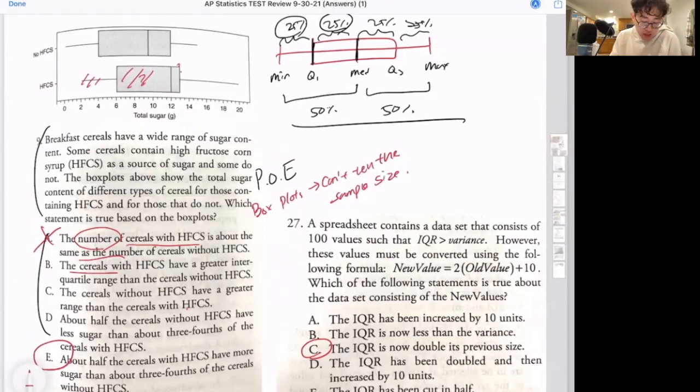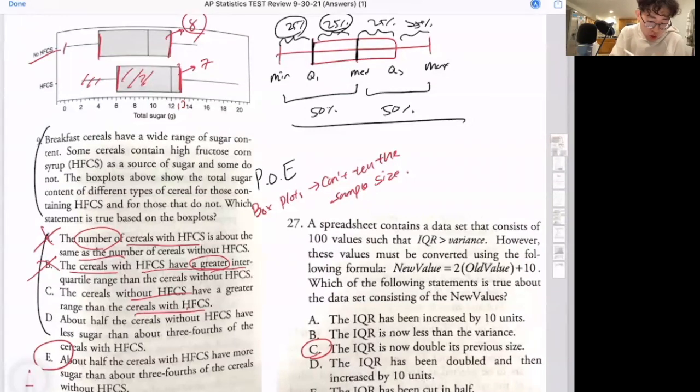The cereals with HFCS have a greater interquartile range than cereals without HFCS. You can actually figure that out on your own. If this is 13 minus 6, that gives me an interquartile range of 7. That's 4 and that's 12, so that gives me 8. So no HFCS gives me a higher interquartile range. Therefore, saying HFCS has a greater interquartile range is completely the opposite of what's true. The cereals without HFCS have a greater range than the cereals with HFCS.